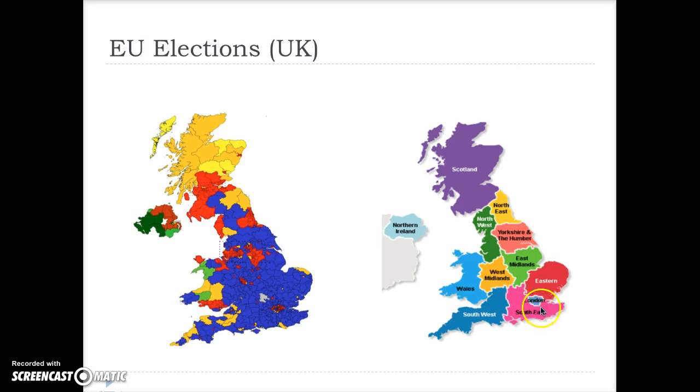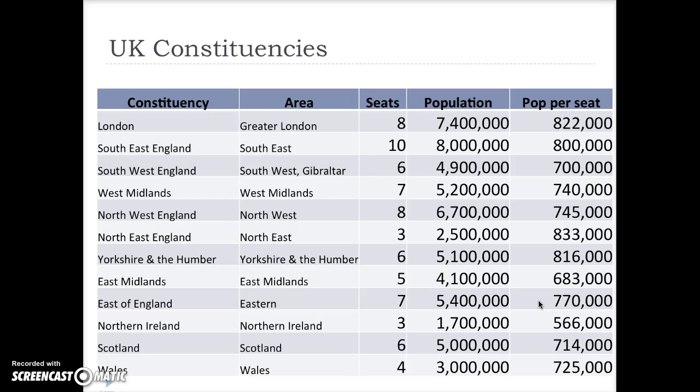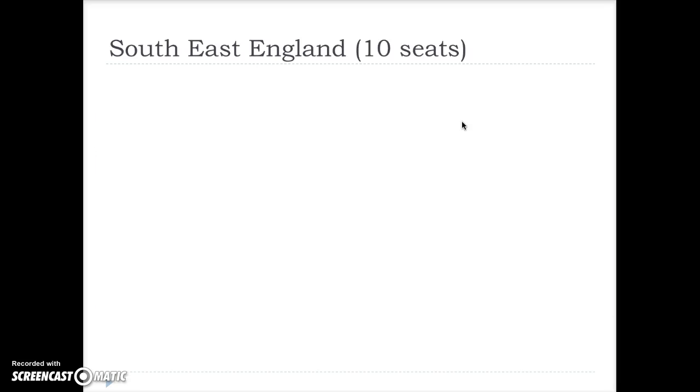London here, you can see a tiny little constituency geographically, but look how many members it returns. So London, you're looking at a population of 7.4 million. Each of these particular constituencies gets that many representatives. The easiest way to look at this is probably to go through a worked example. And so we're going to look at South East England. This is from the elections from 2014.